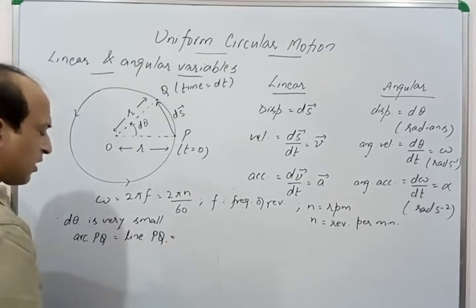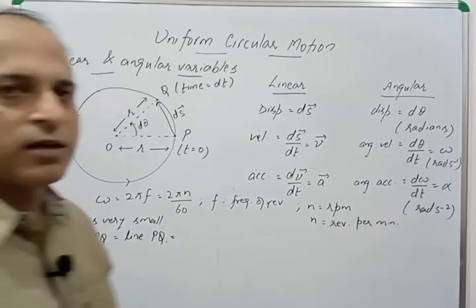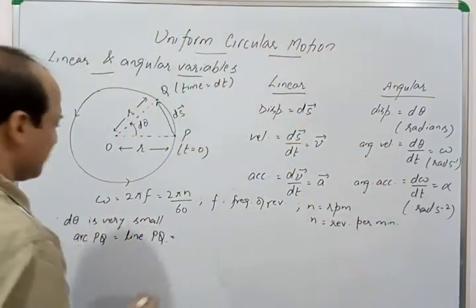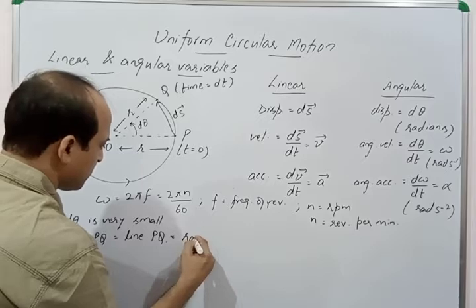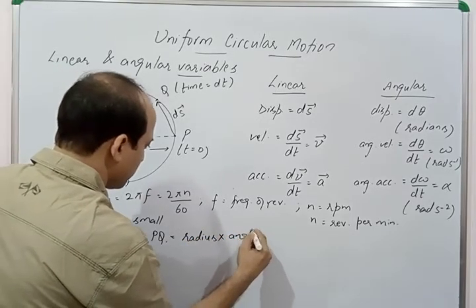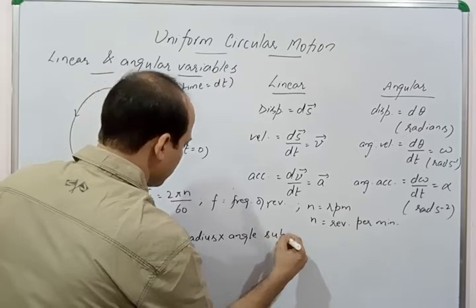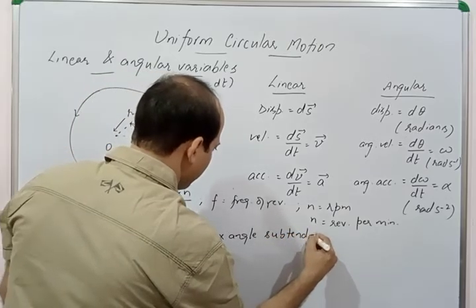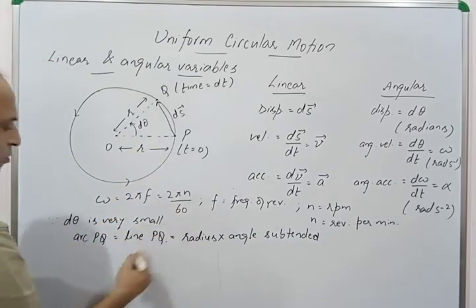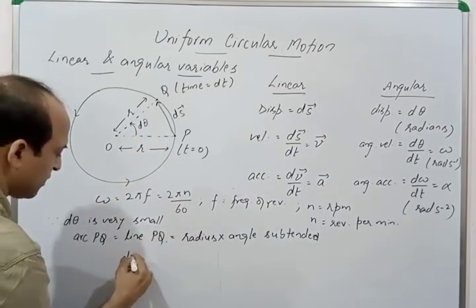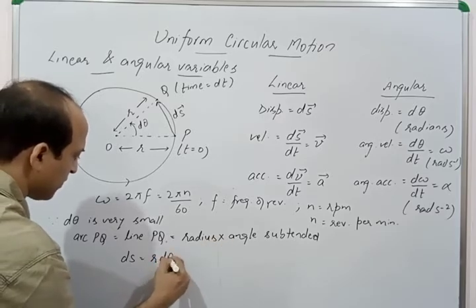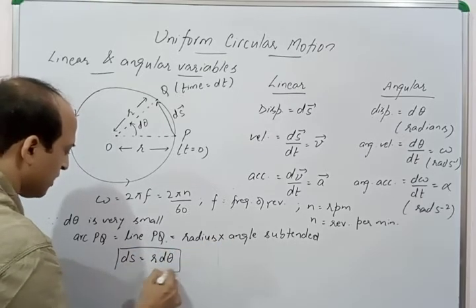Do you remember the formula for an arc? The arc is radius into the angle subtended by the arc. Now what is line PQ? It is ds, the linear displacement, equal to radius r times the angle subtended d theta. So ds equals r d theta.